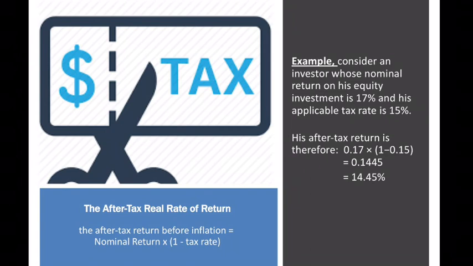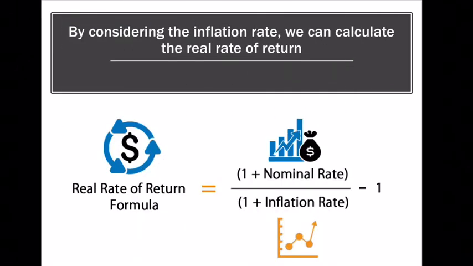We have a nominal return of 0.17 and a tax rate of 0.15. So the after-tax return is 0.1445, or 14.45%. Next, the after-tax real rate of return, considering the inflation rate. The real rate of return is 1 plus the nominal rate, divided by 1 plus the inflation rate, and then minus 1.